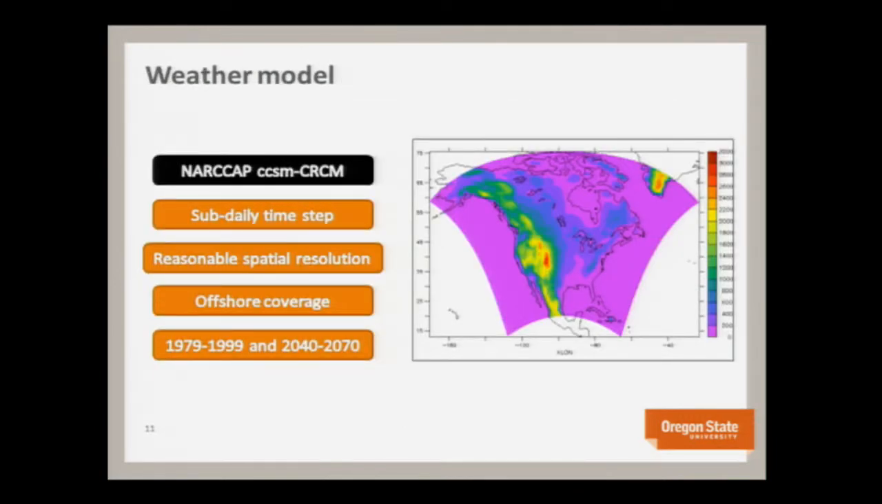With regards to the weather model, we ended up using NARCAP for this for a sort of complicated assemblage of reasons. It had the sub-daily time step that we wanted. It had the offshore coverage that we wanted. Both of those are important because we are trying to model waves that are developed by intense short-duration storms. It's got reasonable spatial coverage, so it is a dynamically downscaled product. I forget, 30-some kilometers or so. And within the NARCAP project, there are two time periods available.